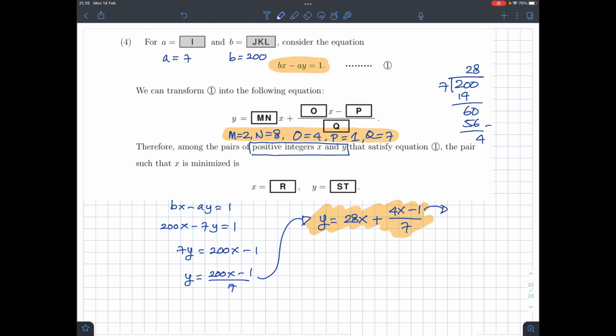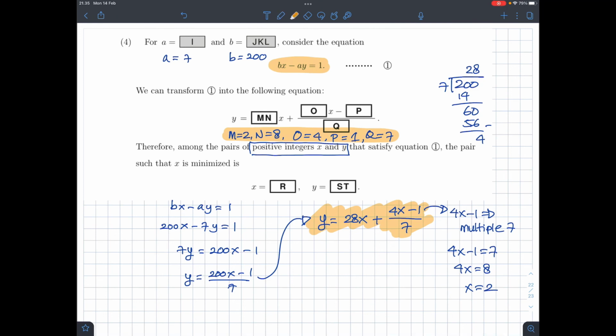From that, my analysis is that 4x minus 1 should be a multiple of 7, so the value of y, this value becomes an integer, plus an integer becomes an integer. And they want it as small as possible. The smallest multiple of 7 is 7, so for 4x minus 1 equals 7, 4x equals 8, so x becomes 2.